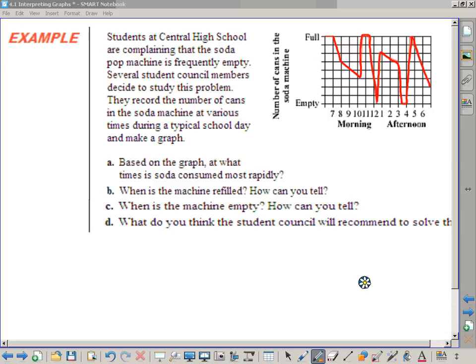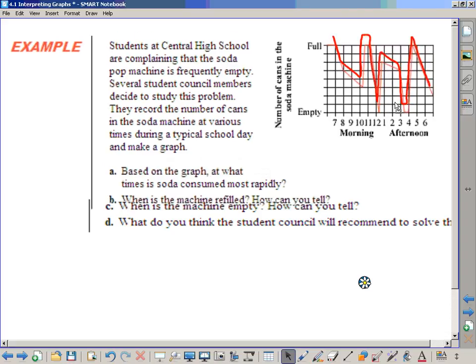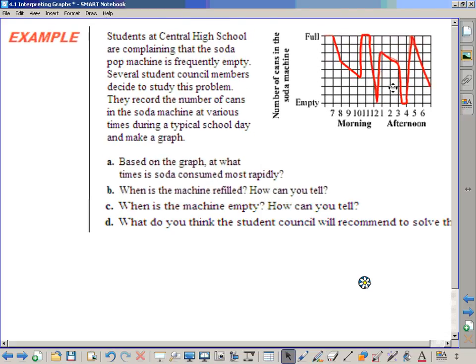Right, so at this time we have the example up here on the board talking about students at Central High School complaining that the soda machine is frequently empty. They are going to student council to study the problem. Here's the graph on the right side. You have the graph on your paper, but not the example. So go ahead and read the example and answer the 4 questions, and I'll come back to you in a moment.